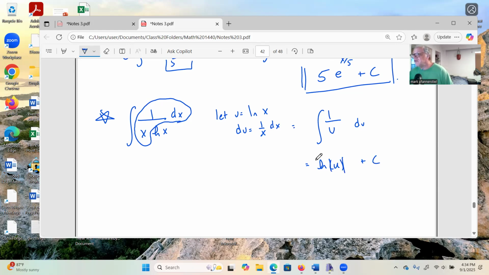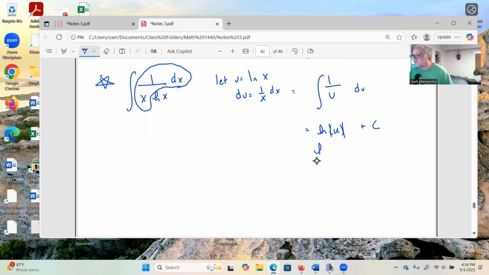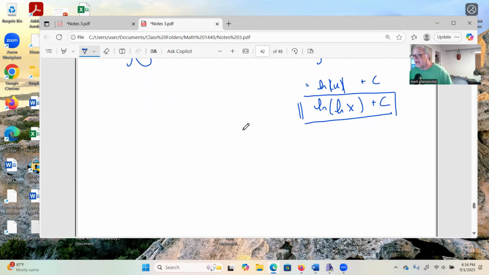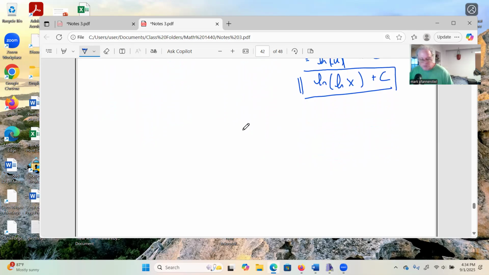What the heck was u? u was the natural log of x. So this is the natural log of the natural log of x plus c, and that's my answer. Okay, so that's one that's a little bit tricky, but you should be able to get that one. Okay, next one is a little bit harder.